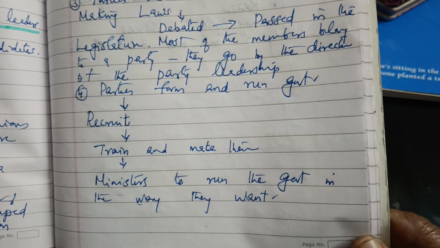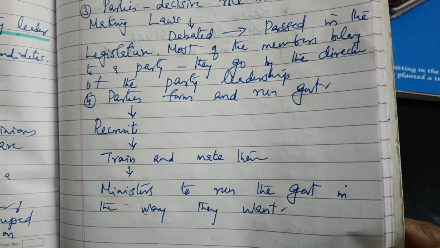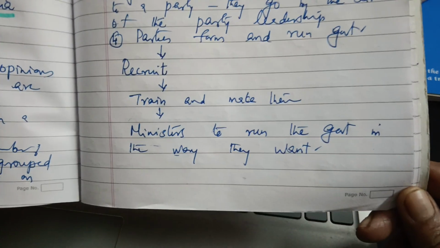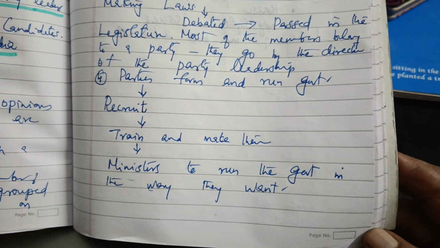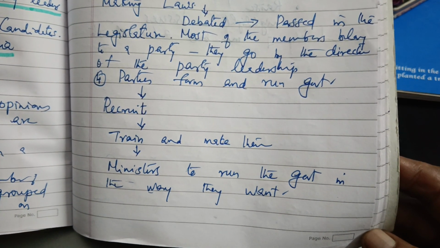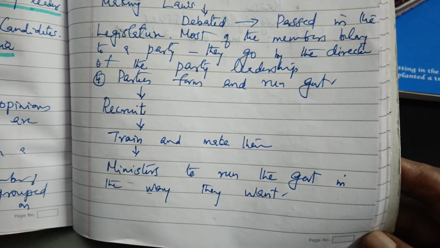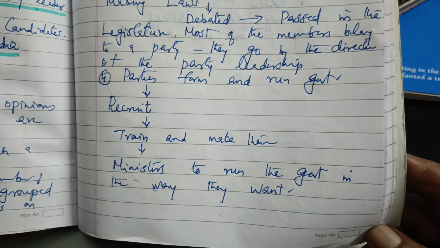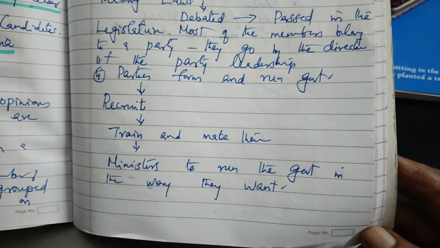How do they run and form the government? The party leaders or the party will recruit them, train them and make them ministers to run the government in the way they want. According to what the party is proposing and what the party wants to do, they recruit, train and make them ministers.